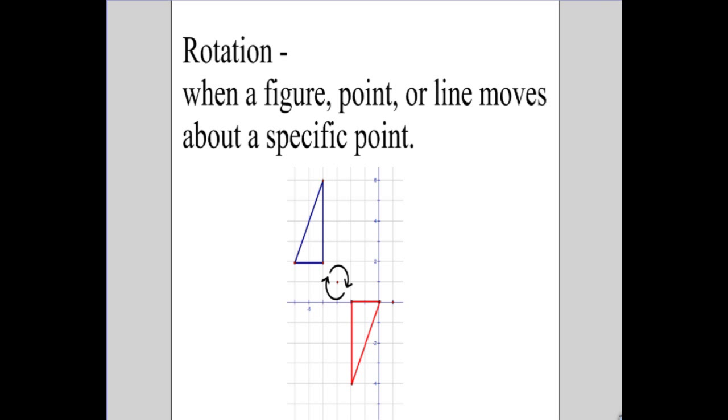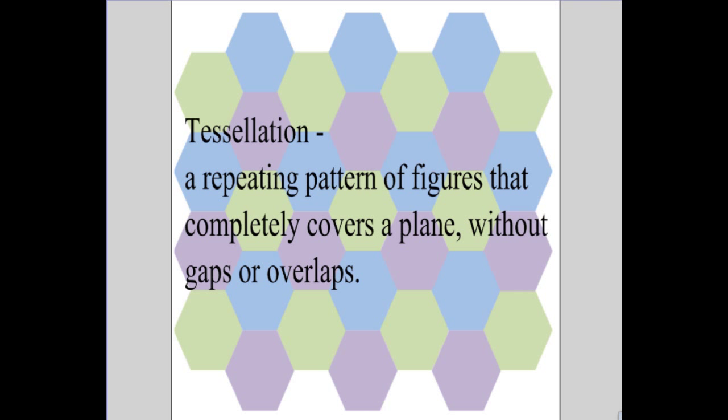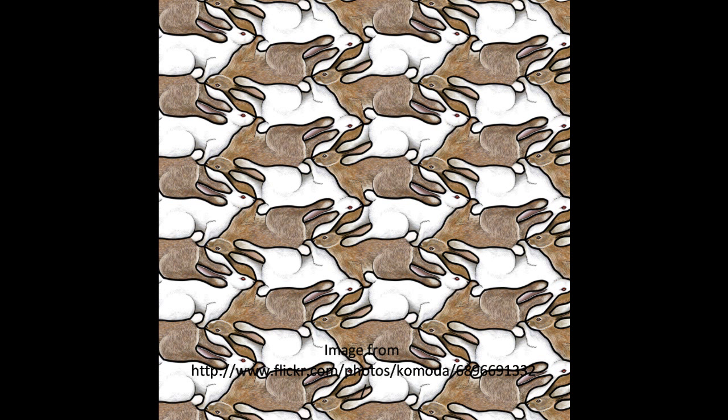Now we can start talking about tessellations. A tessellation is a repeating pattern of figures that completely covers a plane without gaps or overlaps. Notice that the background of this slide is a tessellation. It's a bunch of hexagons fitting together without gaps or overlaps. Here's another example using rabbits. And yet another example using a sunset.